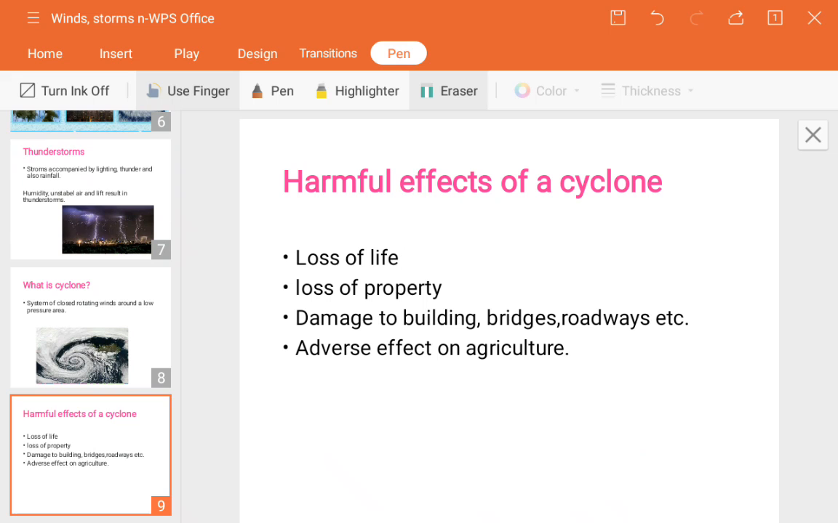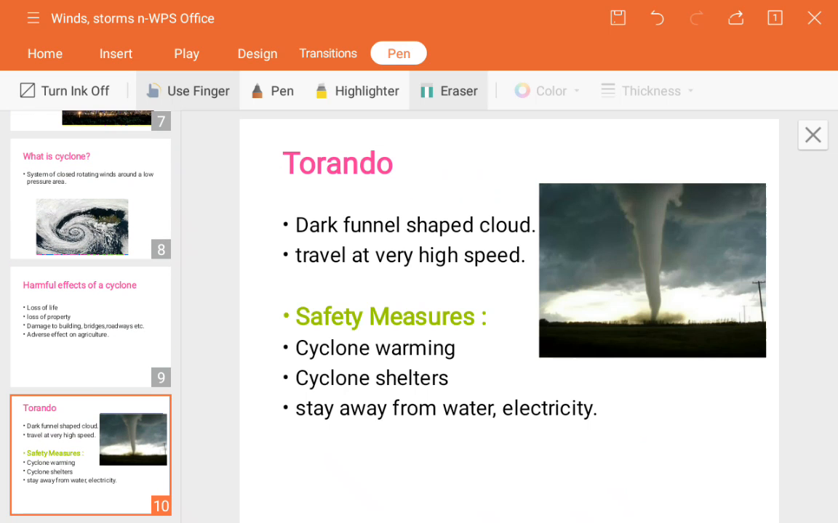Now here, one type of cyclone is called a tornado. A tornado is a type of cyclone. See here, cyclones are given different names in different parts of the world. They are called hurricanes in America, and typhoons in Japan. So these are the different names.